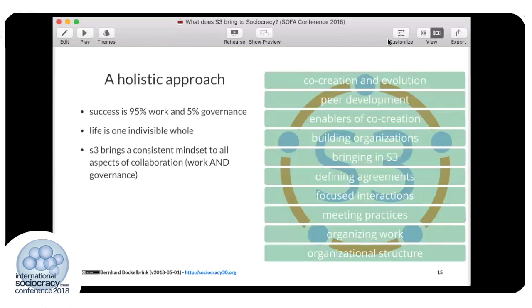So you can see we have patterns for co-creation and evolution, for peer development, for building organization, for bringing S3 into organization, for defining agreements, for focused interactions, meeting practices, organizing work, and organizational structure. So there's a really broad variety of patterns.